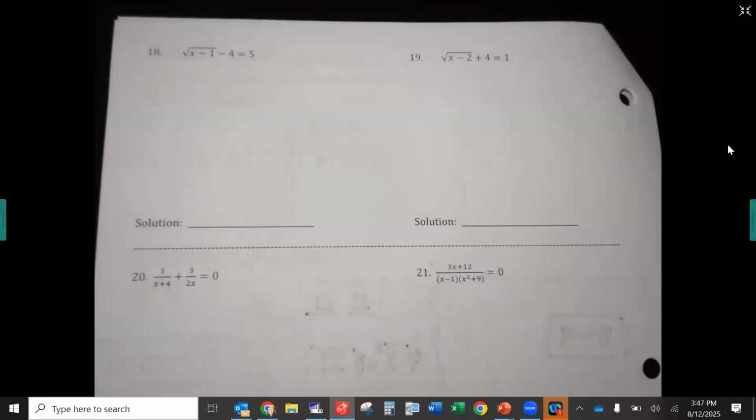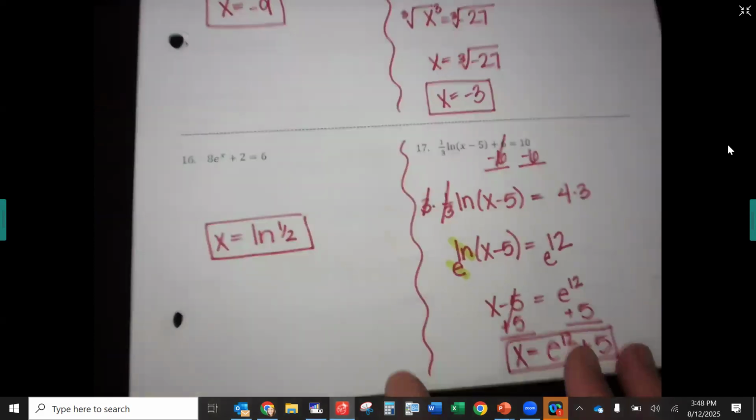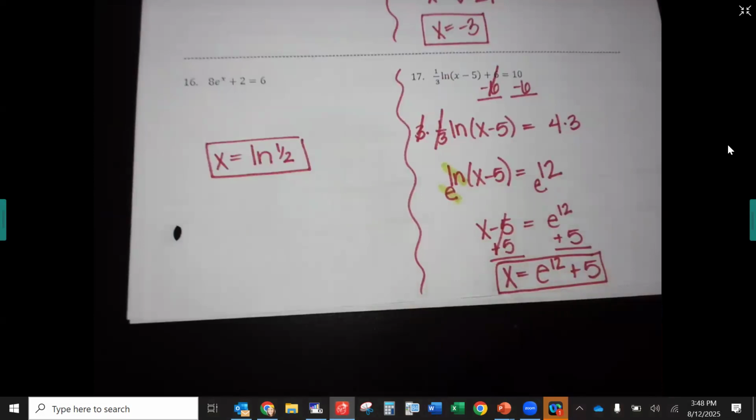Well, you have an x is equal to, and then ln. You put the right. Here, it would be like this. So it'd be x equals ln of a half. Oh, you can't see it. Hold on. Like that.